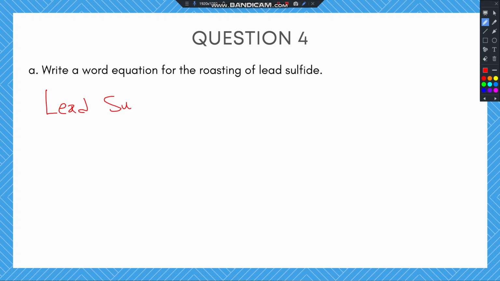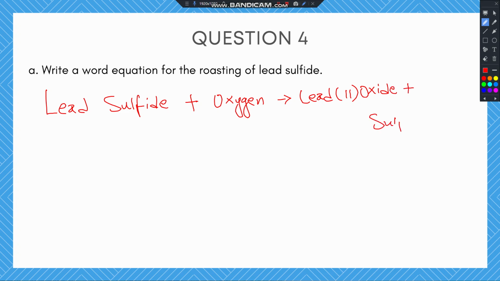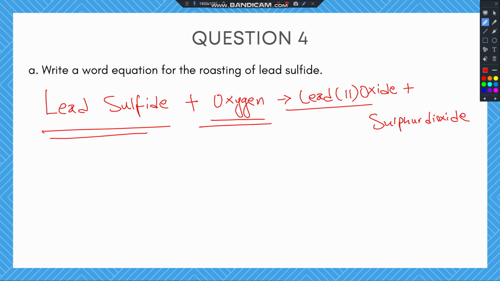lead sulfide plus oxygen produces lead 2 oxide and sulfur dioxide. This is the word equation. Lead sulfide, when it reacts with oxygen, produces lead oxide or lead 2 oxide, whichever one you choose to call it, plus sulfur dioxide.